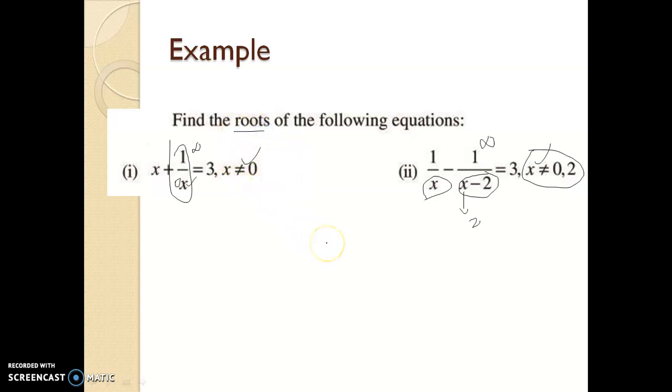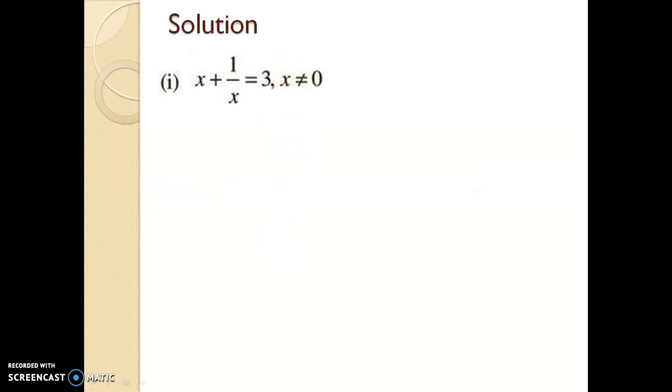Okay, let us see the solution now. Look at the first one. x plus 1 by x equal to 3. So here, for simplification, we can take the LCM of the left hand side, or you can make a cross multiplication. Both are the same only. If you make a cross multiplication, what will happen here?